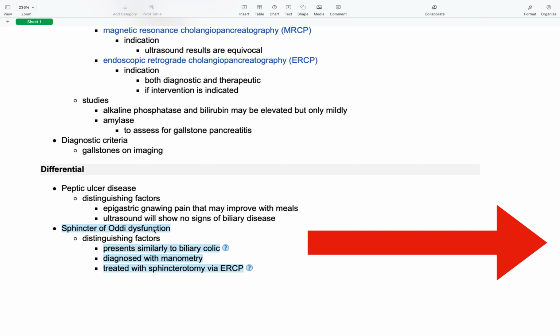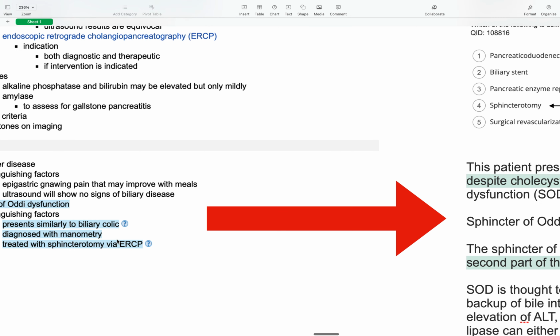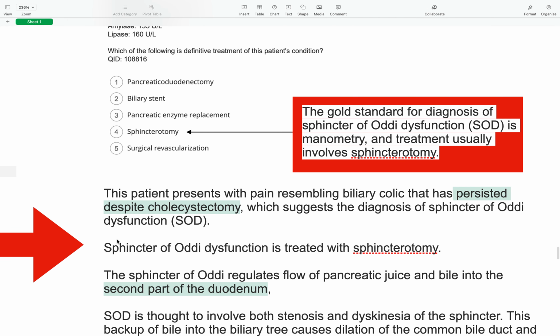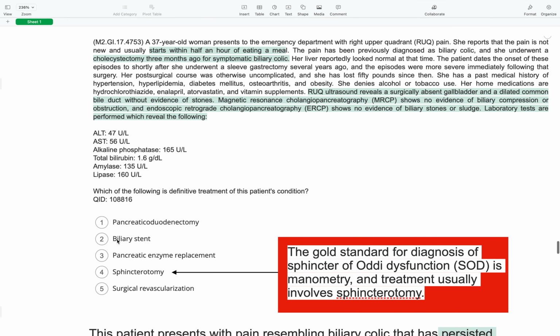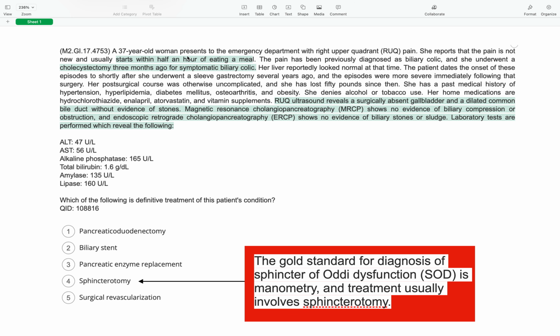Now let's understand in more detail about the sphincter of Oddi with the help of a question. Here is a question related to sphincter of Oddi dysfunction. A 35-year-old woman presents to the emergency department with right upper quadrant pain. She reports that the pain is not new and usually starts within half an hour of eating a meal. The pain was previously diagnosed as biliary colic, and she underwent a cholecystectomy 3 months ago for symptomatic biliary colic.